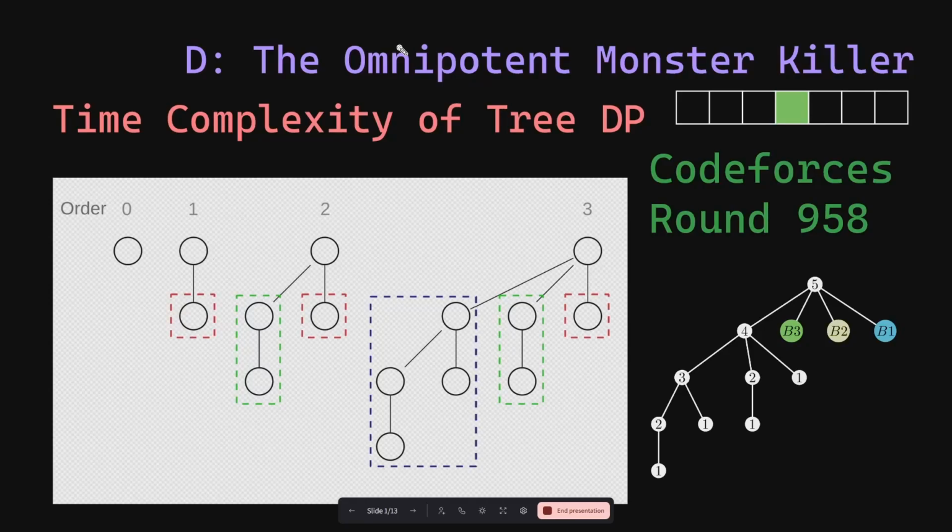In this video, we will discuss the solution to problem D, the Omnipotent Monster Killer, from Codeforces round 958, which was the Div 2 round. If you are a beginner to DP on trees, then this is an excellent problem for you to get started, as it covers a lot of interesting concepts from various skill levels.